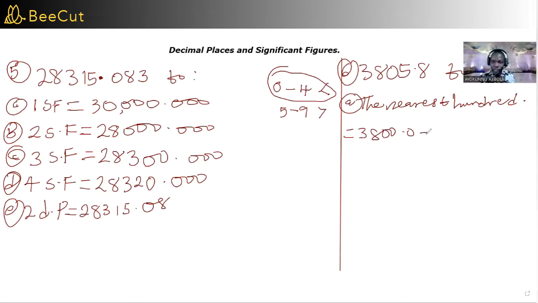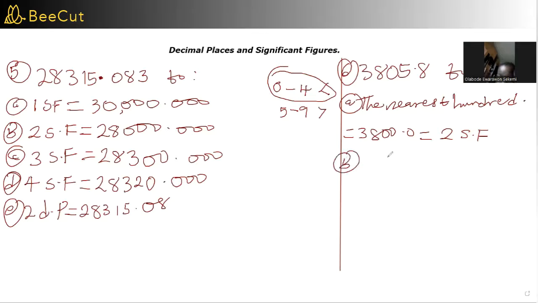And you will now see that the nearest 100 is the same as two significant figures. That is what I want to bring out here. The nearest 100 is the same as what? Two significant figures.